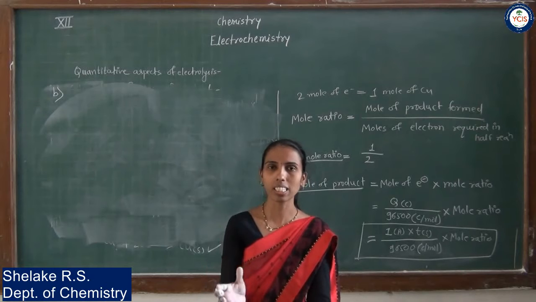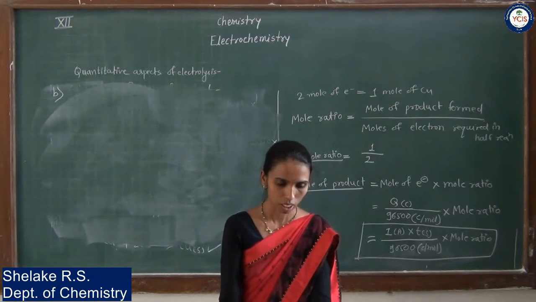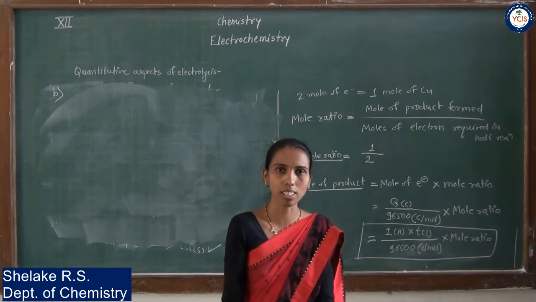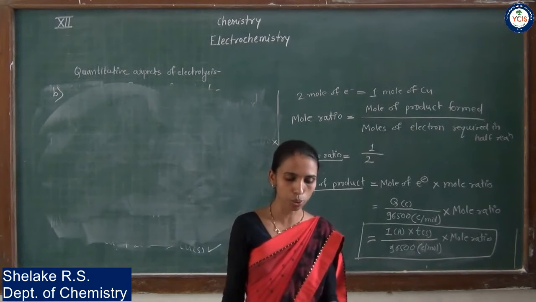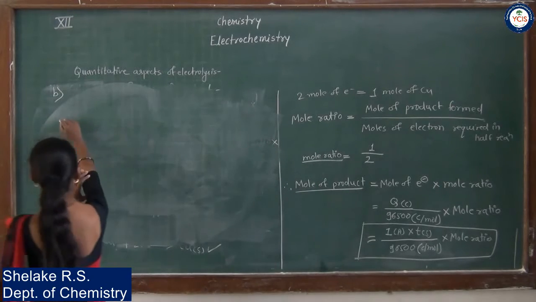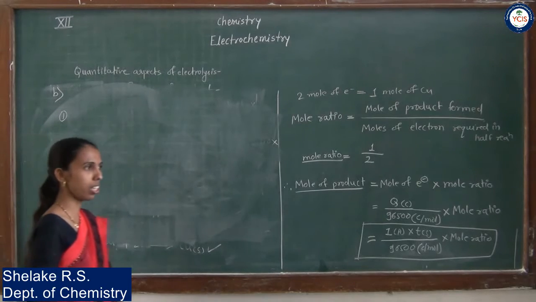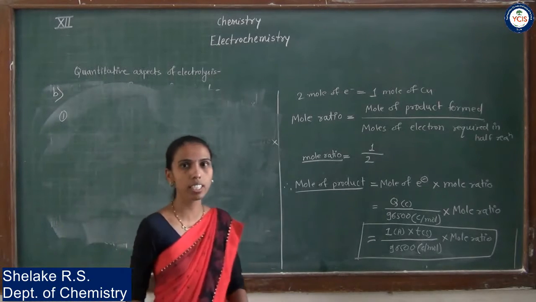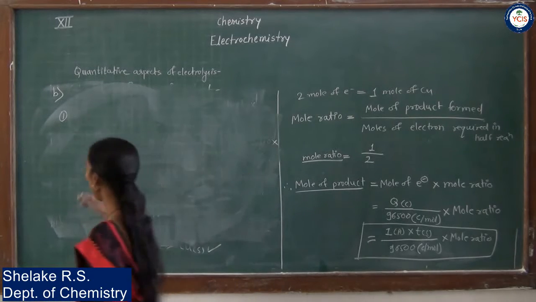The quantity of electricity will be the same, but the masses of substances liberated at the electrodes will be different in the two cells, and they will be related. How can we relate them? Okay, first take the first cell. For the first cell, how can we write it down? The mass of a product, the formula we just derived.